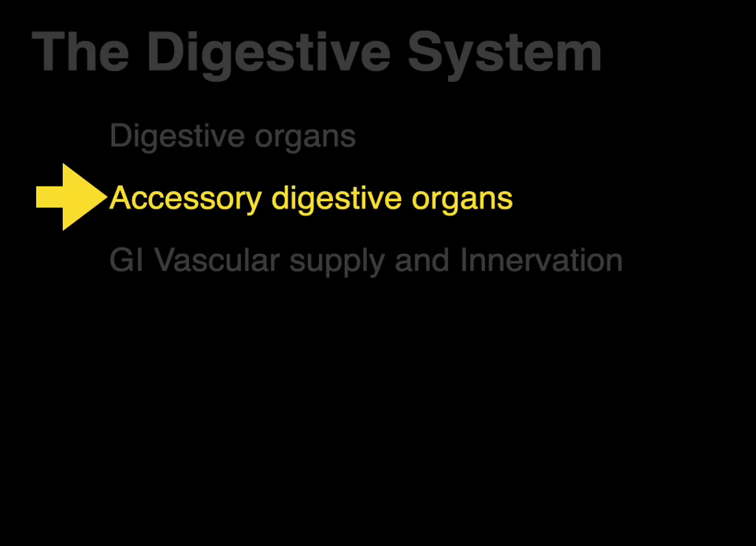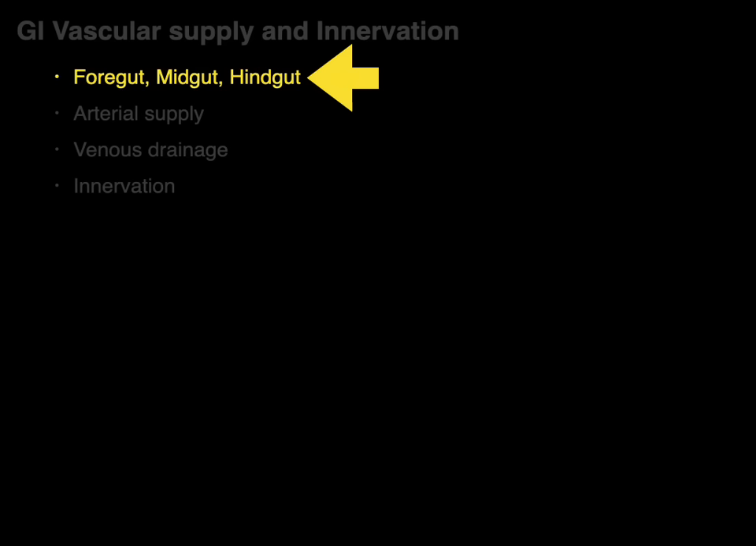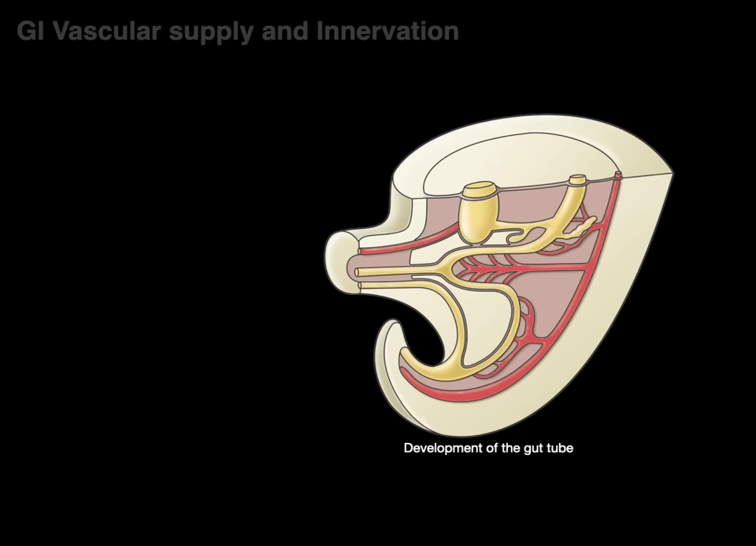All right, let's now talk about the vascular supply and innervation of GI organs, and begin by talking about the embryonic foregut, midgut, hindgut. Here's a schematic of the development of the gut tube in yellow. And so there is what's called the superior mesenteric artery. And this gut tube that's forming from mouth to anus has this part in the middle of your abdomen where the superior mesenteric artery has this part of the gut tube that it herniates out.